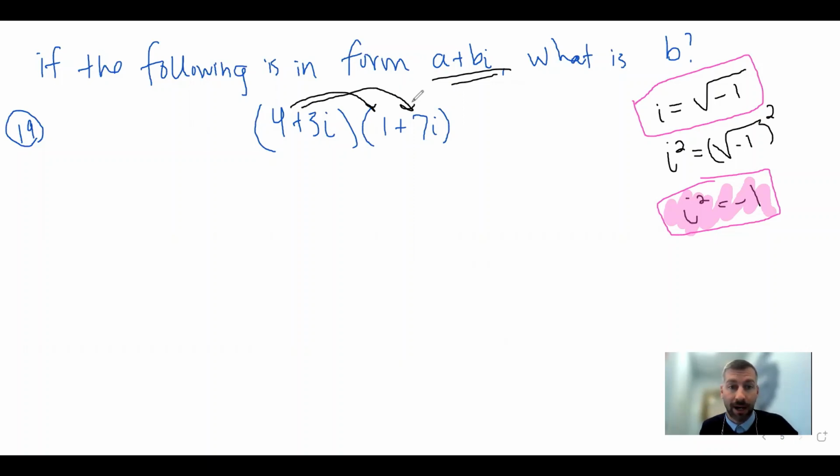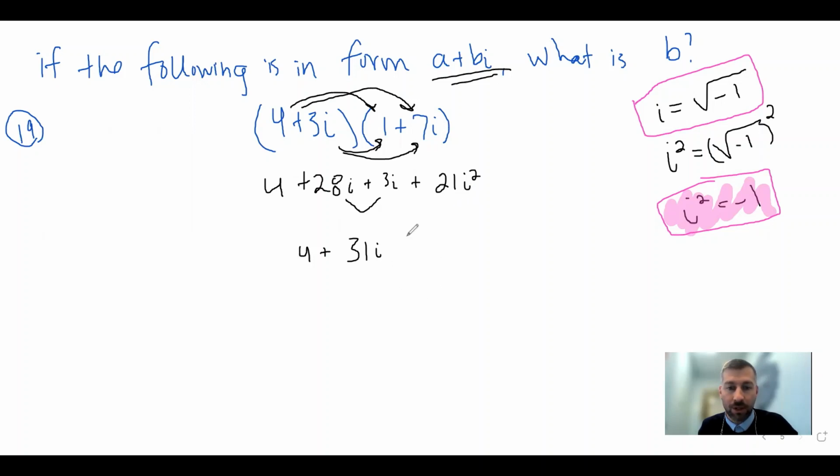Let's start using the box or FOIL method. If I use the FOIL method by distributing, I'll get 4 plus 28i, and then plus 3i plus 21i squared. Why? Because 3 times 7 is 21 and i times i is i squared. Now from here, you can start combining some things together. Our i's get combined together. The 4 can't be combined with anything else.